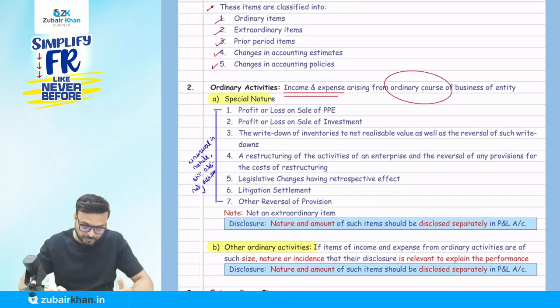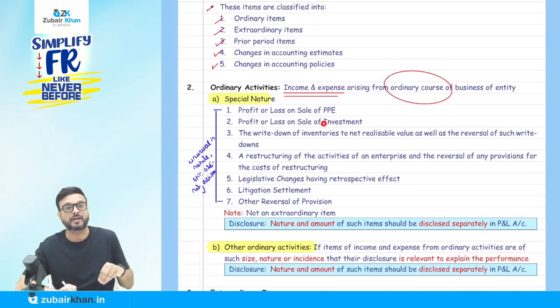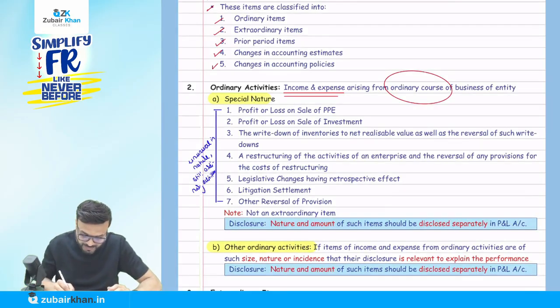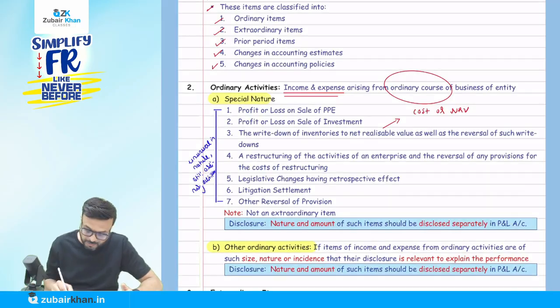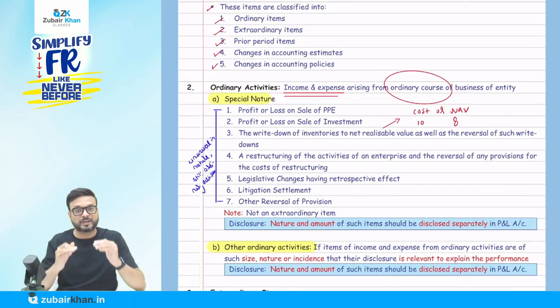Listen carefully. First, it says profit or loss on sale of PP, that is property, plant and equipment. Profit or loss on sale of what? Investment. Now, the written down of inventories to net realizable value as well as the reversal of such written down value. We have already covered this in Accounting Standard 2. How do we record? We record cost or NRV, whichever is lower. Suppose my cost is 10, NRV is 8. I will record at 8. So that is a written down.